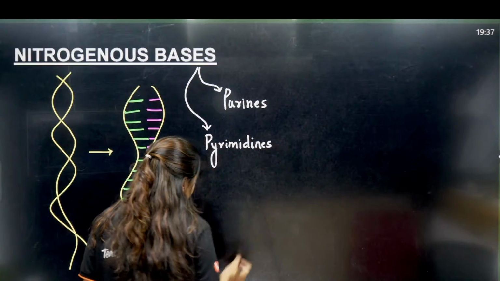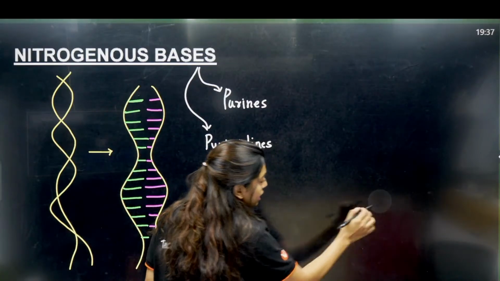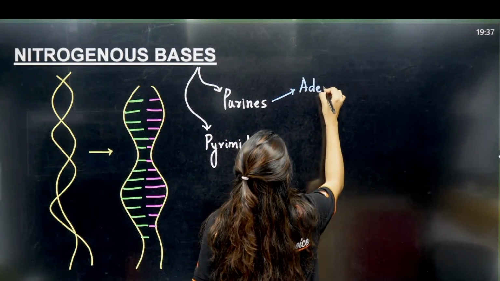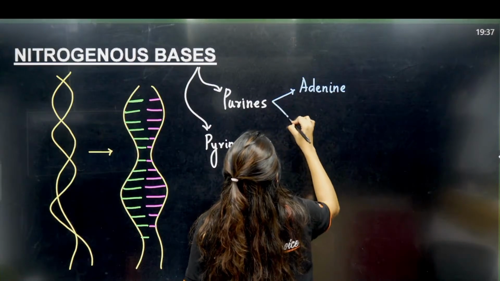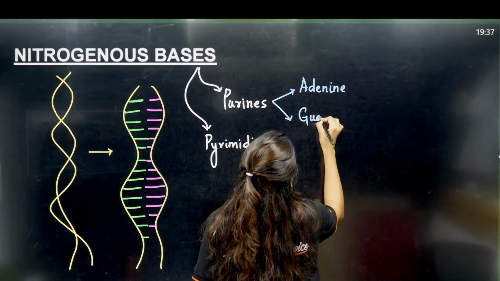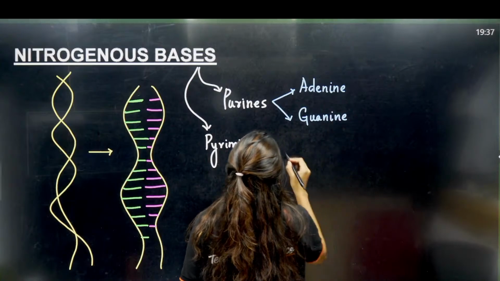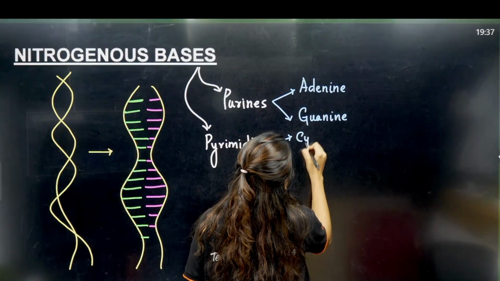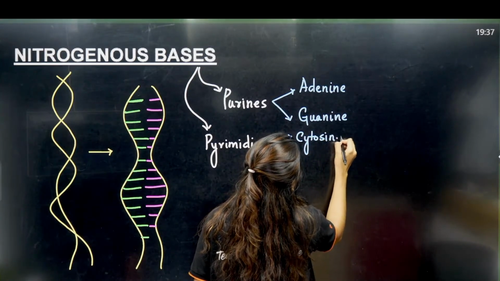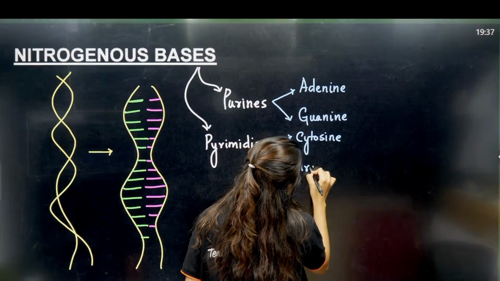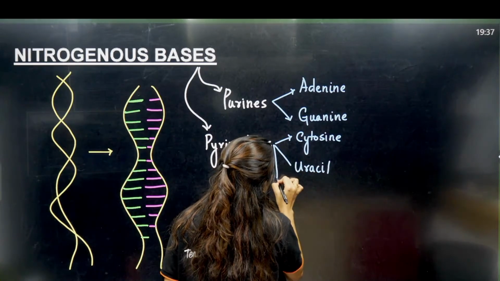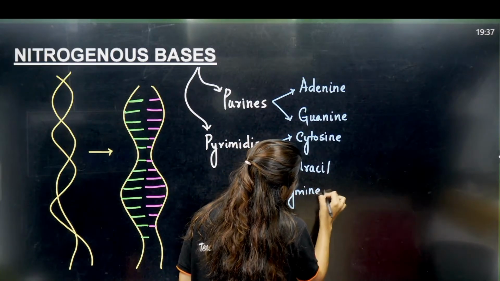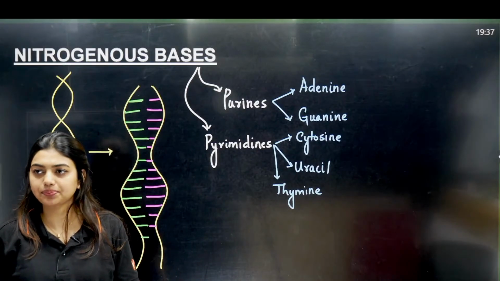Purines and pyrimidines. So there is a way to remember, students. In purines, two of them are going to come, that is your adenine and guanine. And in pyrimidines, three are going to come. Remember, cut: cytosine, uracil and thymine. Uracil and thymine. Clear?